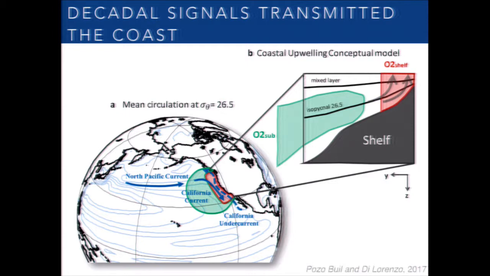But and this was also something Matt touched on, but Mercedes Pozo-Buil and Emanuele Di Lorenzo have also shown that anomalies from the western part of the North Pacific are advected across the North Pacific current on decadal timescales and end up influencing decadal variability of oxygen within the California current system itself. Those anomalies end up influencing that source water and the oxygen on the shelf.